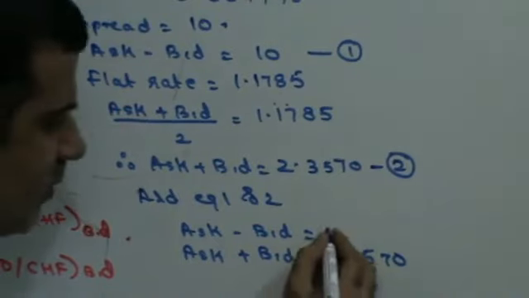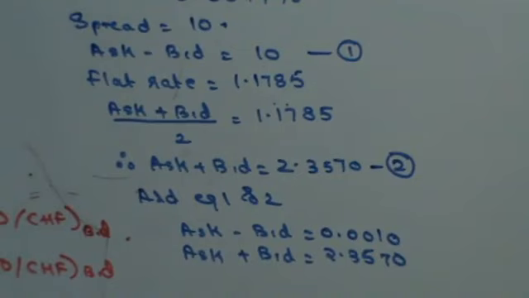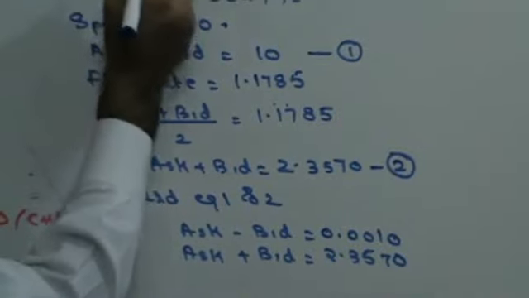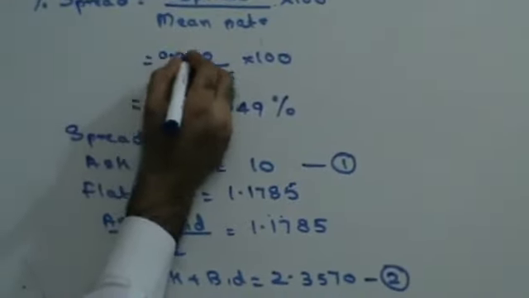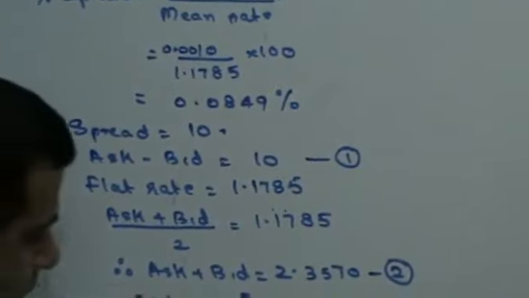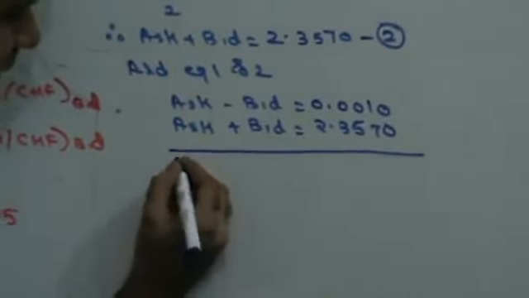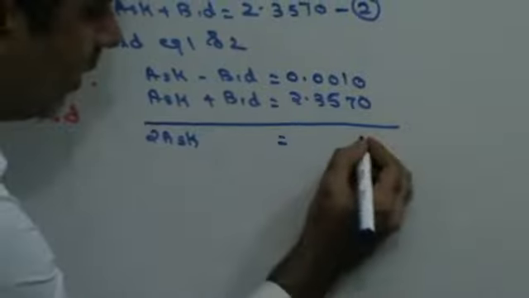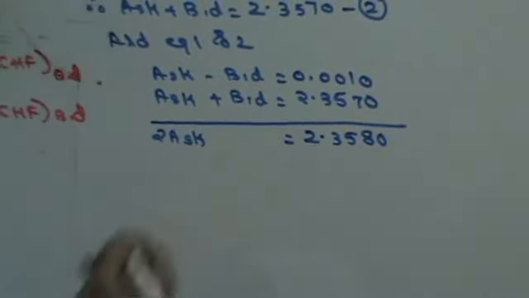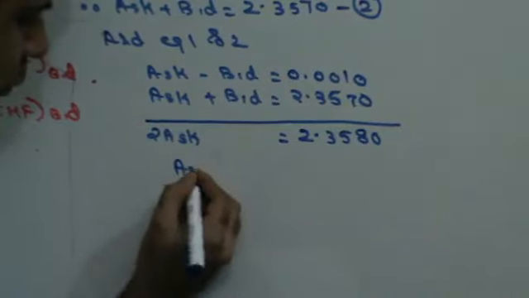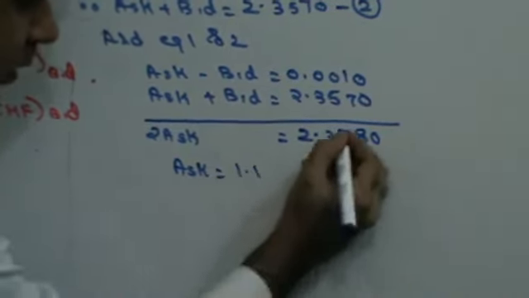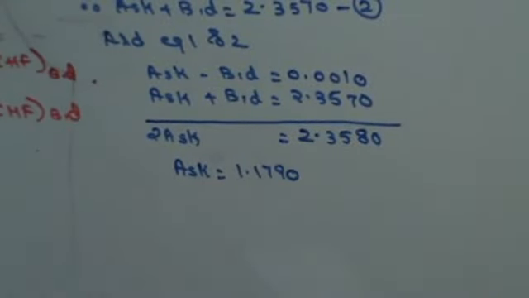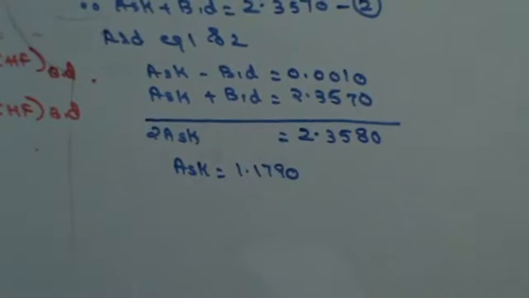Now when they say 10 points, it means 0.0010. Here also in spread, when they say 10 points, this is 0.0010. Okay? Add this. If I add this, ask plus ask will give you 2 ask, minus bid plus bid gets cancelled. This is 2.3580. Therefore, you will get ask as 1.1790 when you divide by 2. If you divide 2.3580 by 2, I'll get 1.1790.